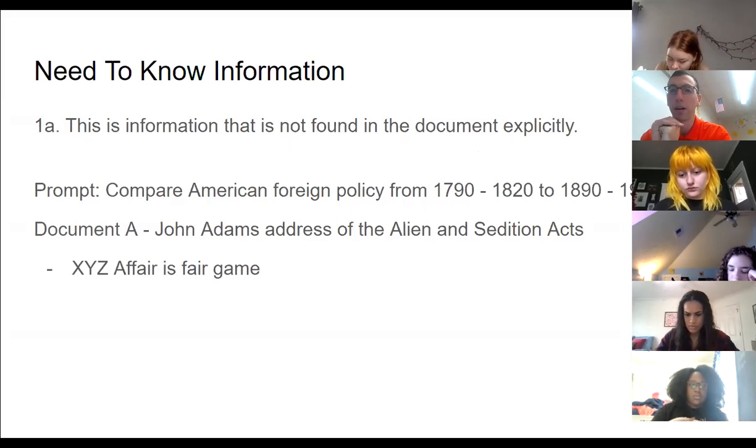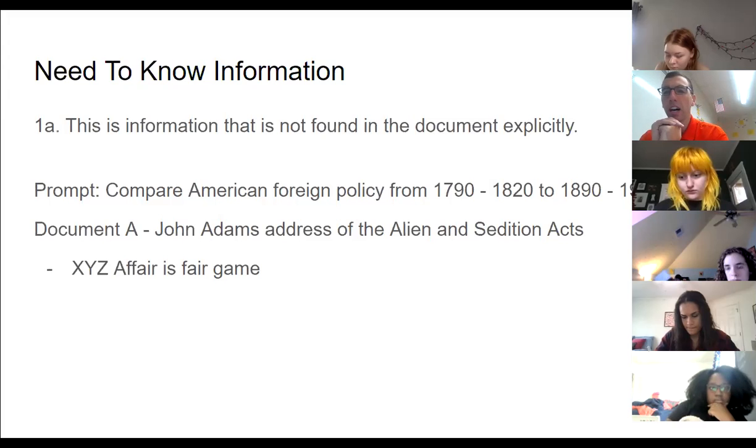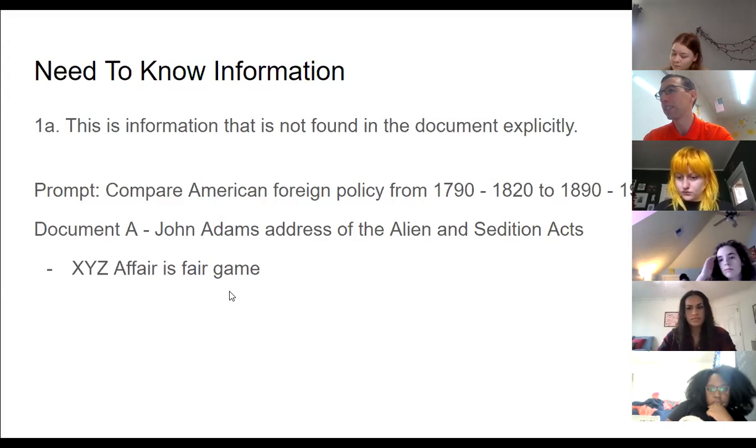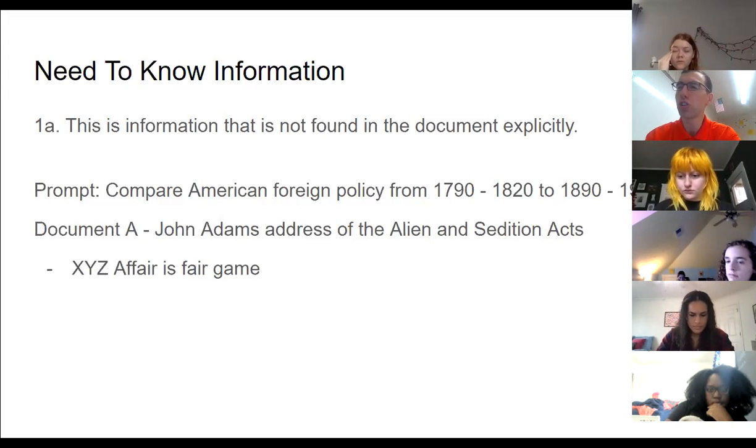So let's say that you had a prompt that says, compare American foreign policy from 1790 to 1820, and then to another time period of 1890 to 1920. And in document A, it's John Adams addressing the Alien and Sedition Acts, him passing the Alien and Sedition Acts. Nowhere in that document does it mention the XYZ affair. So because it doesn't mention the XYZ affair in that document, you could use the XYZ affair as outside information. As long as the document is not directly talking about it, you could use the XYZ affair as an example. All right, any questions about that? That's the first thing.